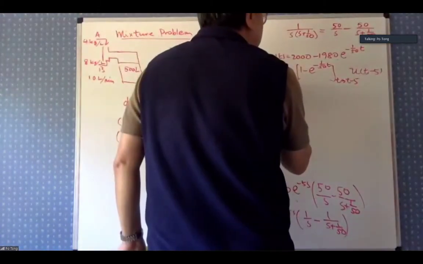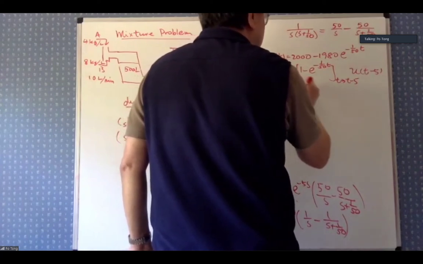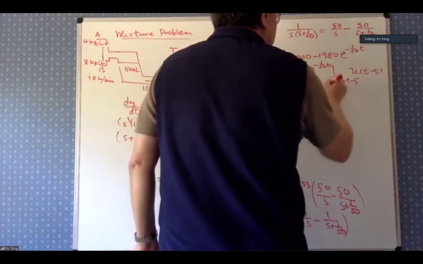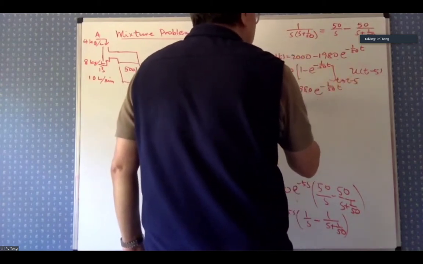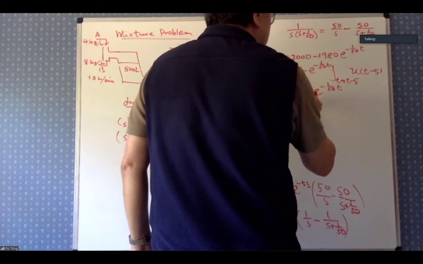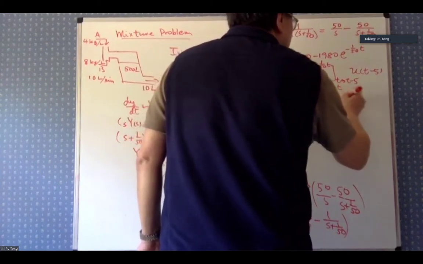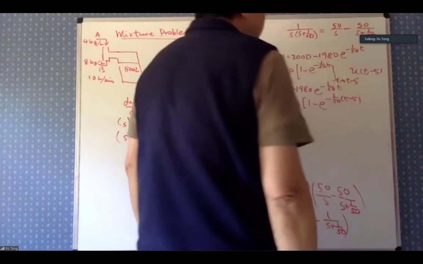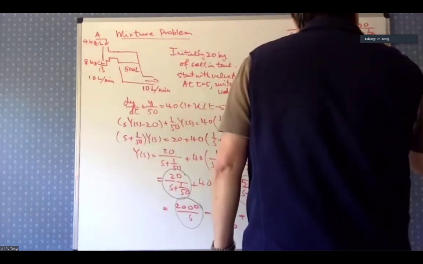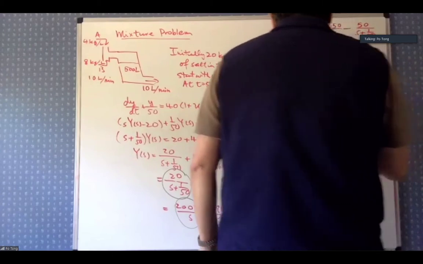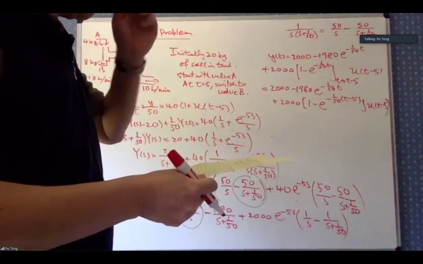So at the end, I have 2000 minus 1980 e to the power minus t over 50, plus 2000 times 1 minus e to the power minus (t minus 5) over 50, and then u(t minus 5). So that is the result. Okay?